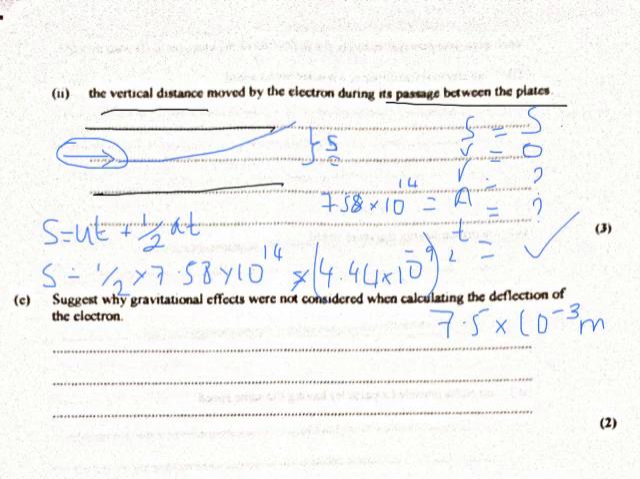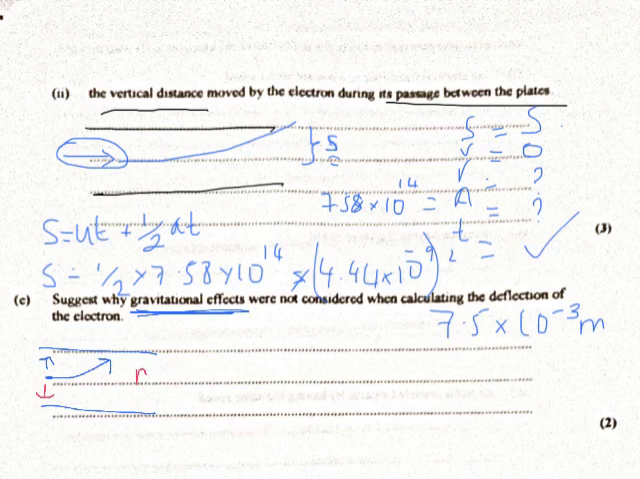And the next question is very common. Suggest why gravitational effects were not considered when calculating the deflection. The forces that we're dealing with have to be similar for them to affect each other. In this case, we've got a charge which is being pulled up by an electric field. Really, we should be considering the weight down.